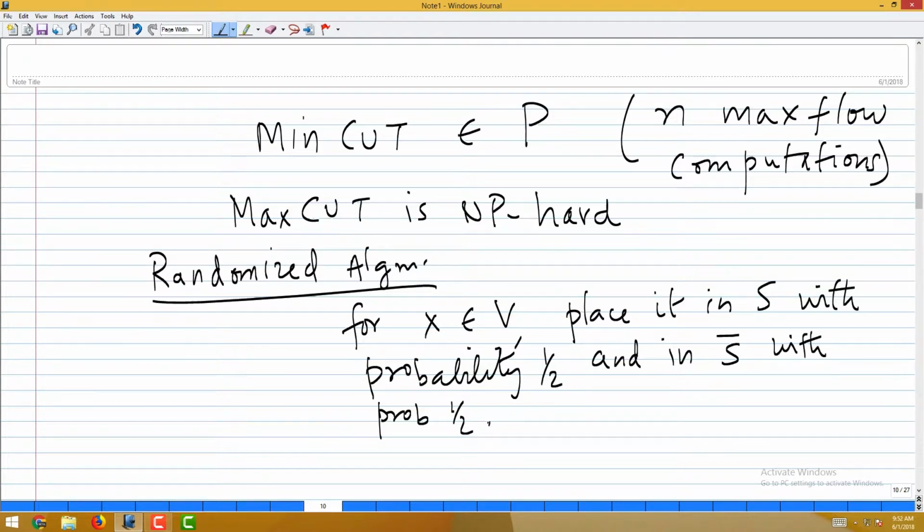Trivial linear time algorithm. Now, what do I want to analyze? What is my objective value? The number of edges going across the cut, right? Now, since it's a random experiment, I can only talk about the expected number of edges going across the cut. I can do exactly the way we argued before.